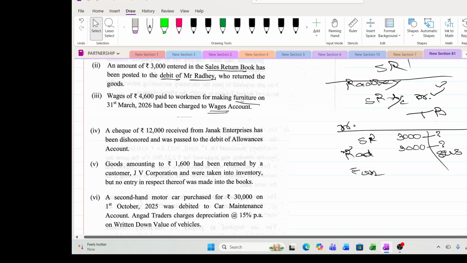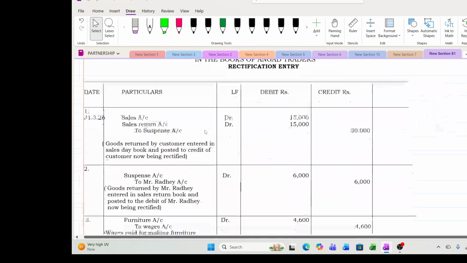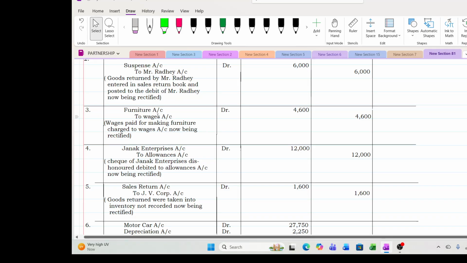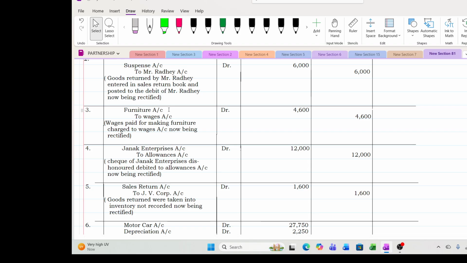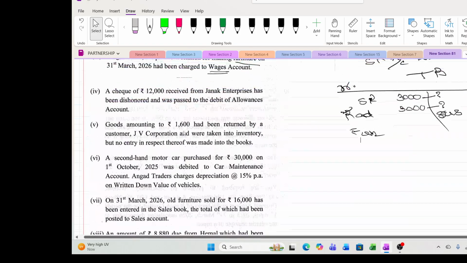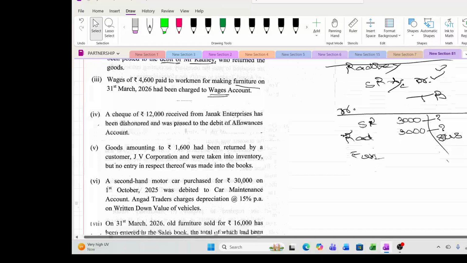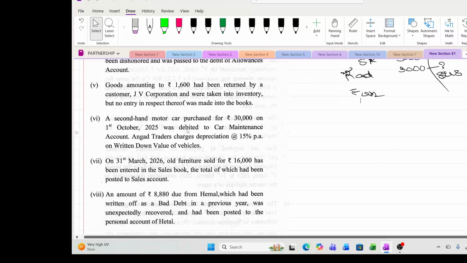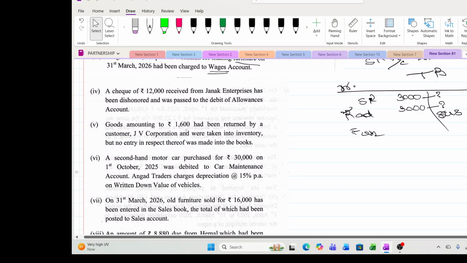We have to debit the furniture account instead of wages, and which was done before preparing the trial balance, the wages account should get credited. Okay. So now we did the furniture account debited because it is a capital expenditure. We have to add it to the cost of furniture. So furniture account is debited and wages account is credited. Okay. Now moving on to the next item. Next item is a check of rupees 12,000 received from Janak Enterprises.